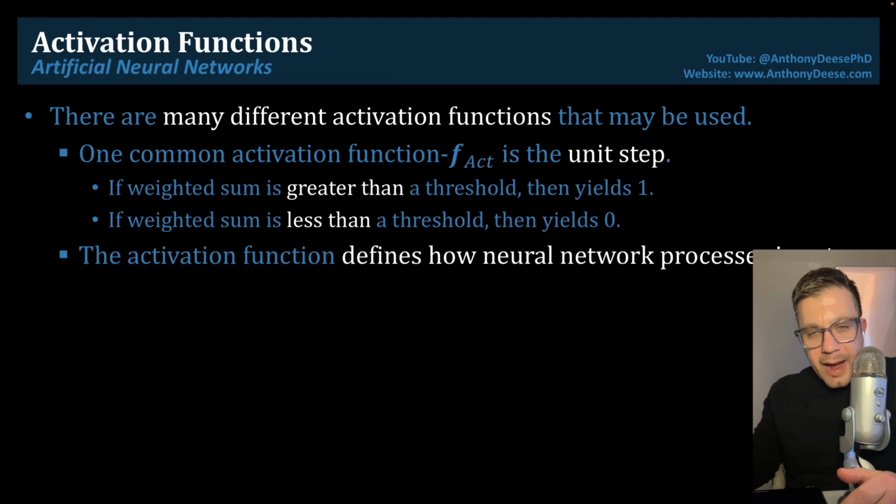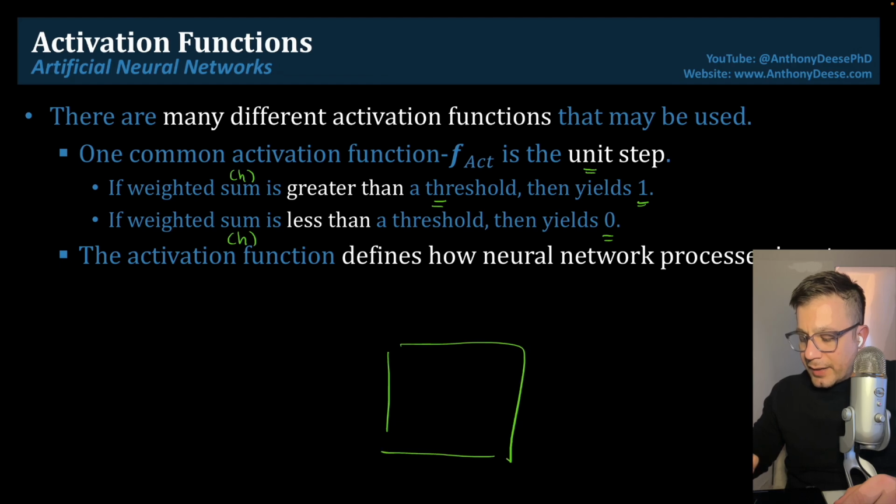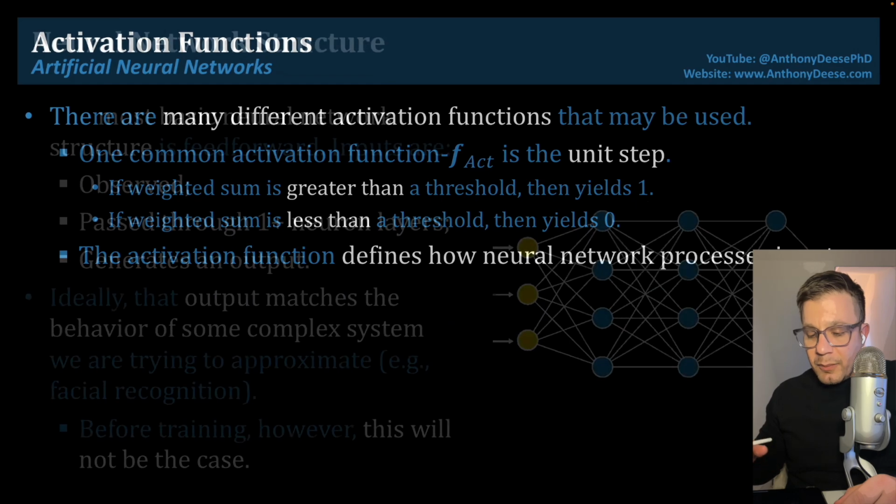There are many different activation functions that may be used in artificial intelligence. One common activation function is the unit step. And for that, if the weighted sum, which we called h previously, is greater than some threshold, it generates a 1. If that weighted sum is less than some threshold, it generates a 0. So it looks a lot like this. The activation function, whether it's unit step or something else, defines how a neural network processes inputs and generates outputs.